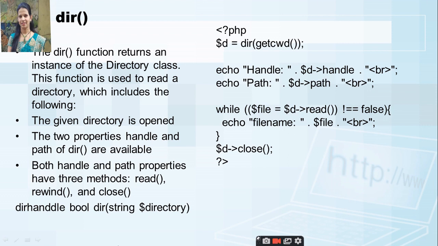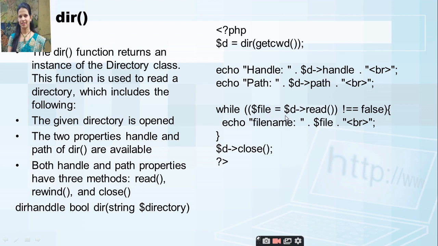The syntax for this is: directory dir(string $directory), where you provide the directory name. For example, $d = dir(getcwd()). This first gets the current working directory. Then echo handle. Here we are using $d as the object. This $d is an instance of the directory class, so by using this instance, you can access the handle and the path also.